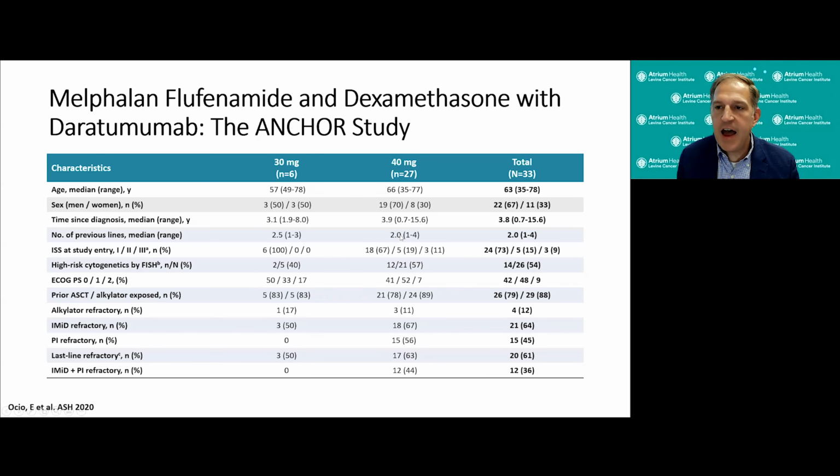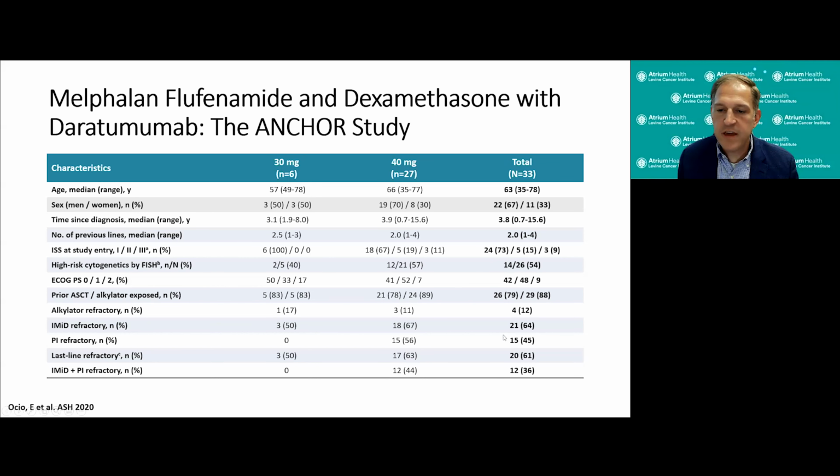So at ASH this past year, the ANCHOR study, or at least the initial results of the ANCHOR study, were presented by Dr. Osio. I'm just going to focus on the combination of Melphalan Flufenamide and Dex with daratumumab, simply because they had 33 patients, which was a little higher. These were patients that were not heavily pretreated. They had had 2 prior lines of therapy, but again, high-risk cytogenetics were well represented.